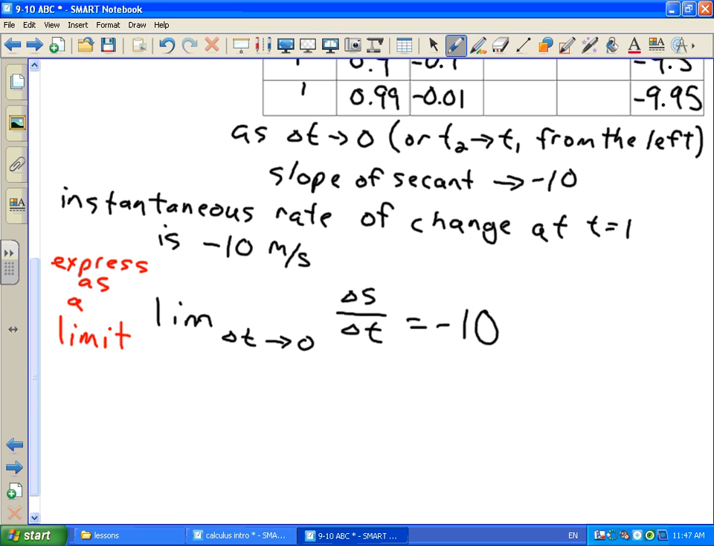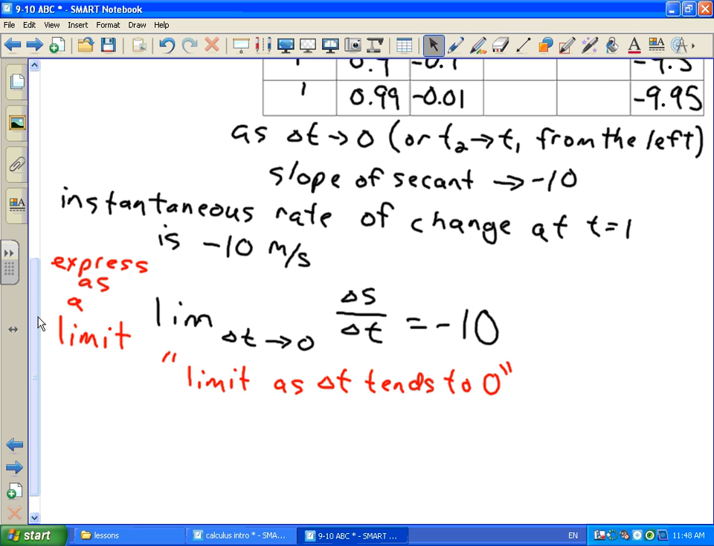Okay, so this is the limit as delta t tends to 0, is how you would read that. So the instantaneous rate of change is represented by a limit that we get as we move these 2 points closer and closer together. Okay, does this make sense? We're okay with this idea of a limit.